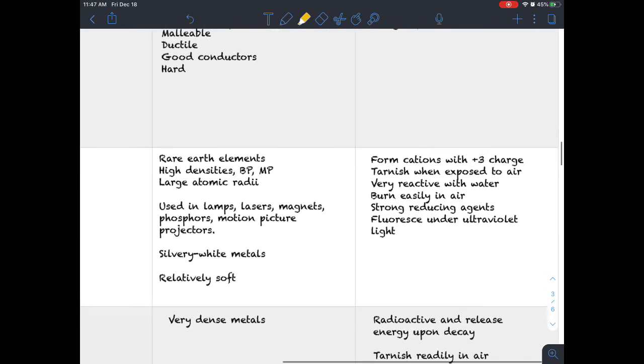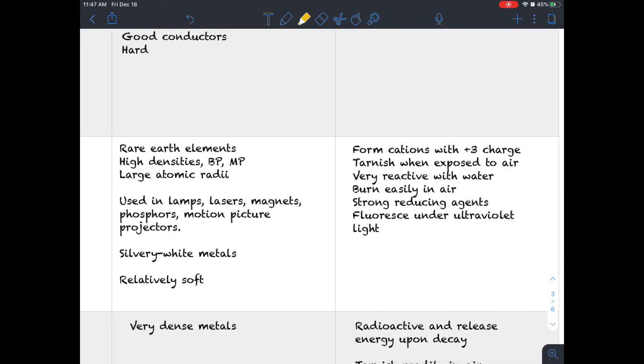The lanthanides, these are your rare earth elements. Again, like the other ones, they have high densities, high melting points, high boiling points. They typically have large atomic radii. Okay, used in lamps, lasers, magnets, phosphors, motion picture projectors. They're commonly used. They are silvery white metals similar to the alkaline earth metals, and they are also relatively soft. In comparison to a lot of the upper transition metals, they are softer.